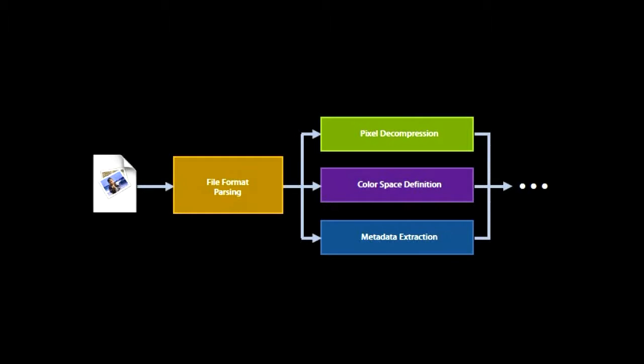So when you get a JPEG file and you want to store all the information we get from the sensor, each JPEG file actually has three parts to it. That's defined in the JPEG specification. Metadata, very simple: longitude, latitude, DPI, that kind of stuff. Not interesting. Color space definition, that is the key.